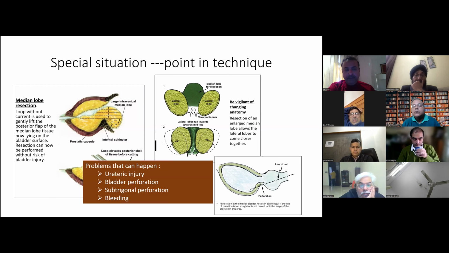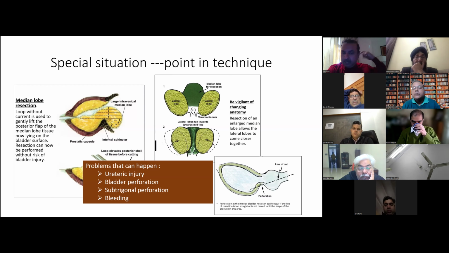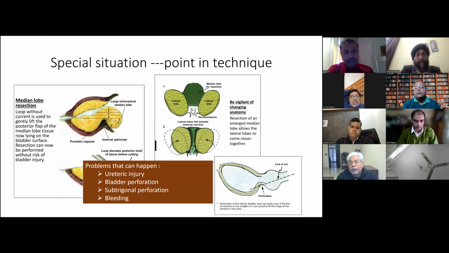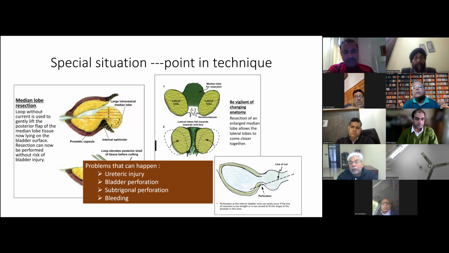Remember at the back of your mind, if your consultant has not caused it, that does not mean that you will not cause it, because it is experience. A bladder perforation can happen while resecting a large median lobe. A subtrigonal perforation is not uncommon, and bleeding is, of course, something that you can also manage.